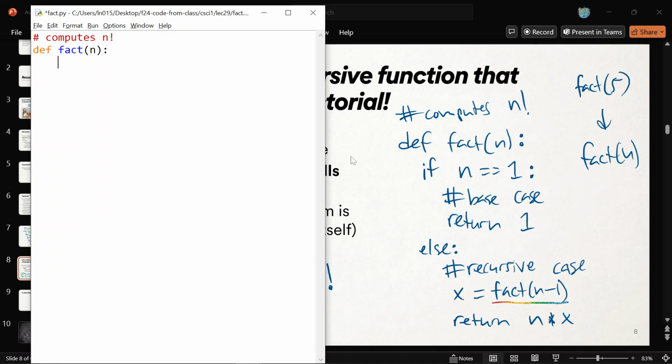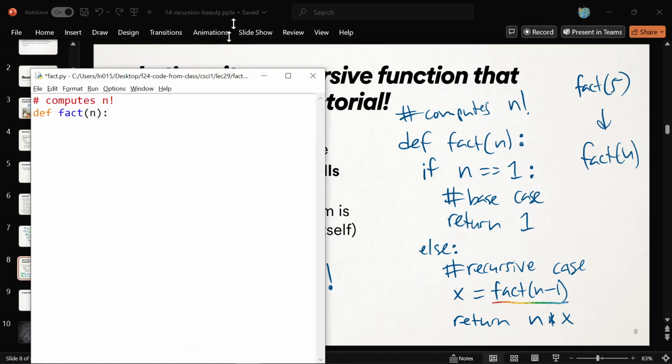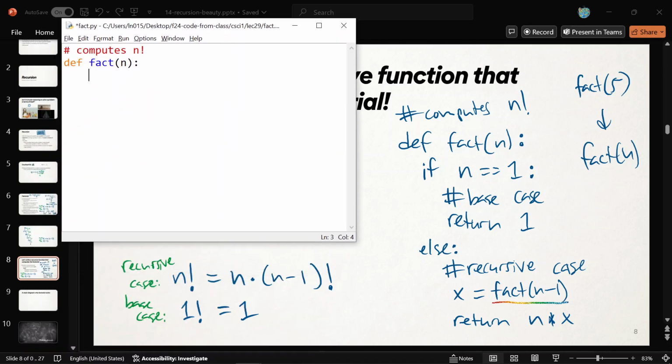So now we're either in the base case or the recursive case. Here, I can show that too, can't I? There we go. So if n is equal to 1, somebody asks for the fact of 1, that's our base case. We return 1 back to whoever called us. We're done. Else, if that wasn't 1, then we're in the recursive case.